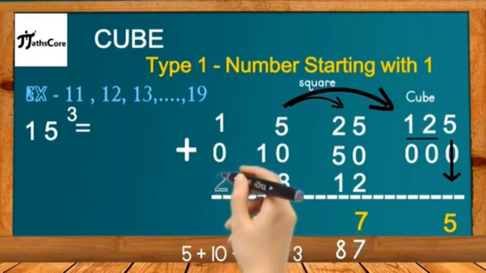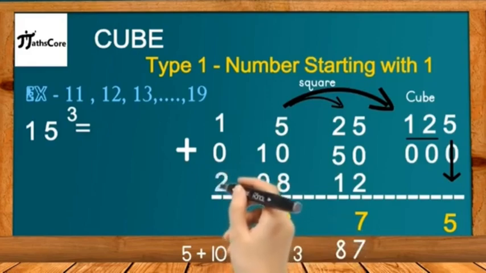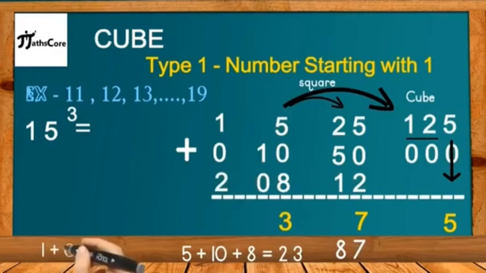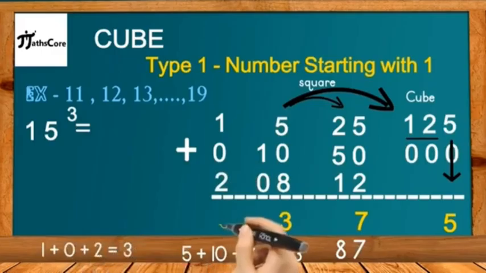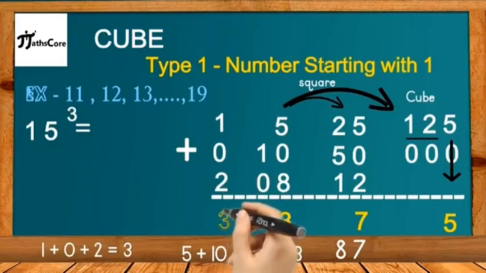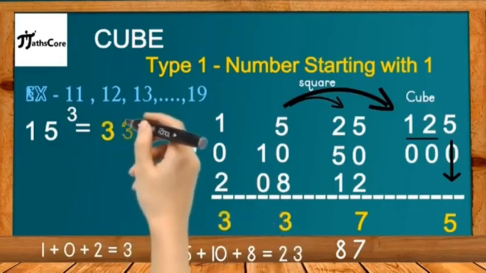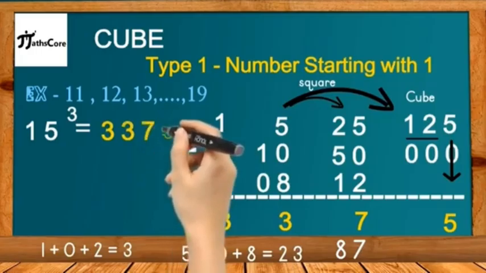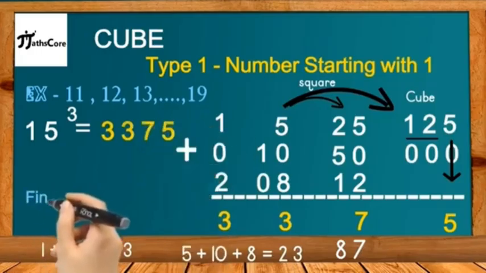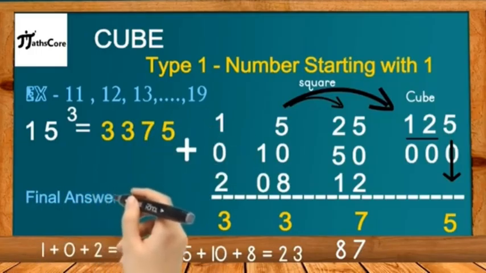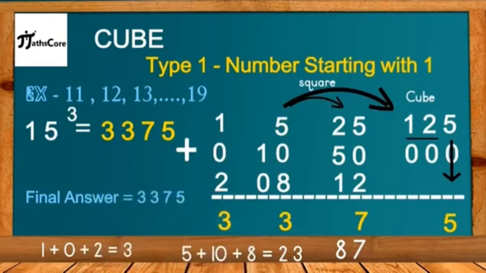23 is a two digit number, so 3 we have to write down in the answer and 2 we have to take as a carry, and add this to the first place number 1. So 1 plus 0 is 1 and 1 plus 2 is 3. So in this way we got the final answer 3375, which is the cube of 15. In this way you can find the cube of any number which starts with 1.